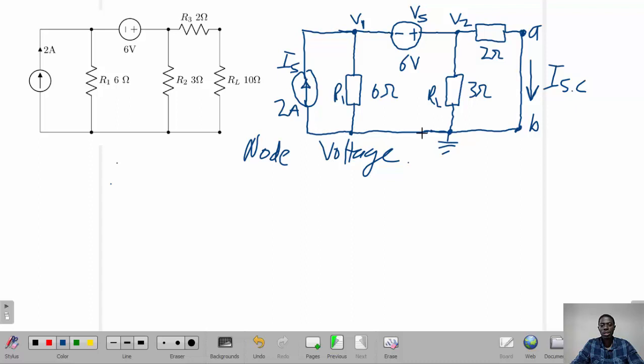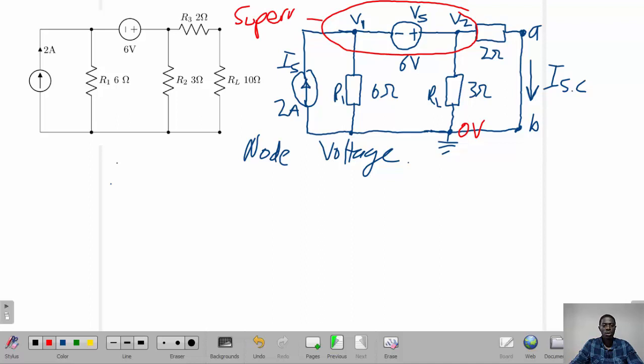So I'm going to ground the lower part of the circuit, and if I come to node voltage analysis, then I'm going to identify and label my node here as node 1, which I assign V1, and node 2 I assign V2. This is node 3, which is at 0 potential. And then, as you can see, we have a voltage source that is between two non-reference nodes. So we consider this as a supernode.